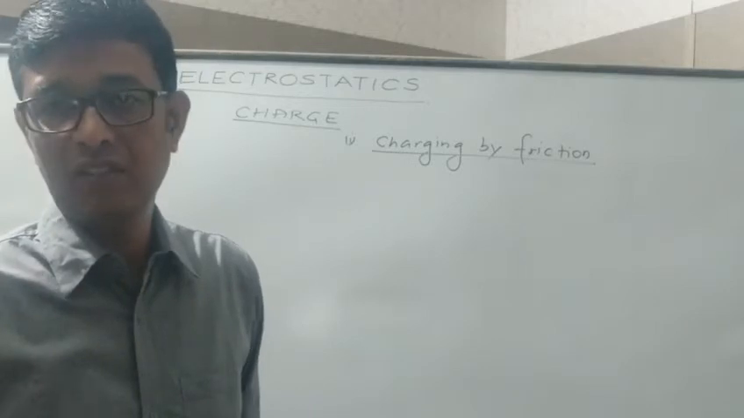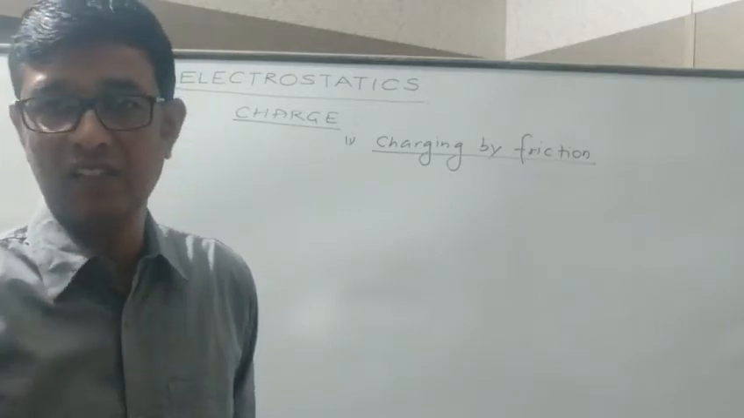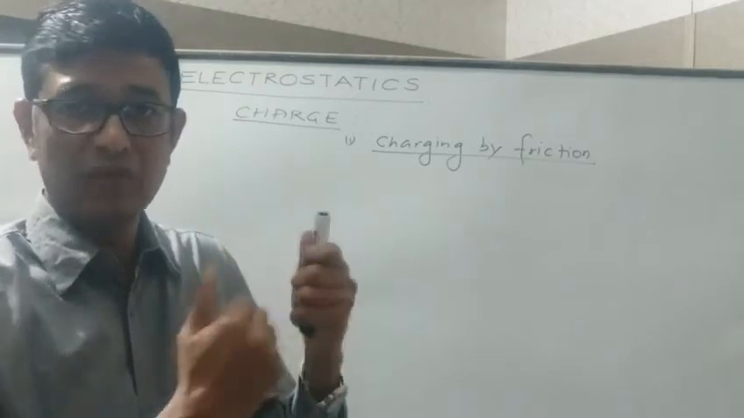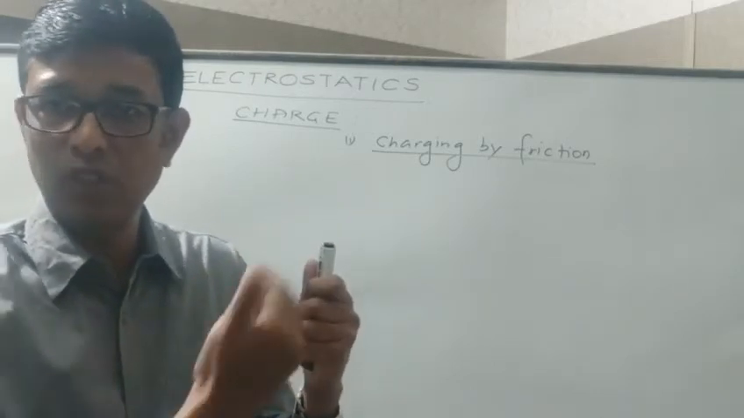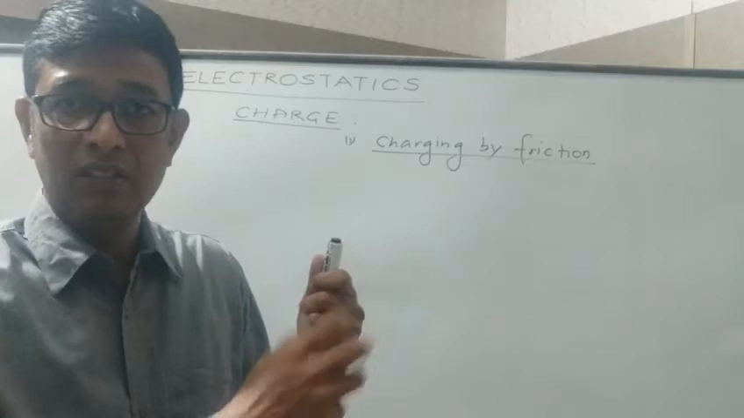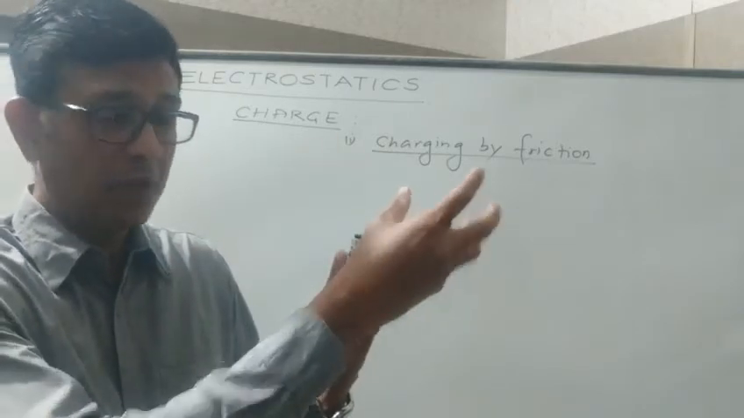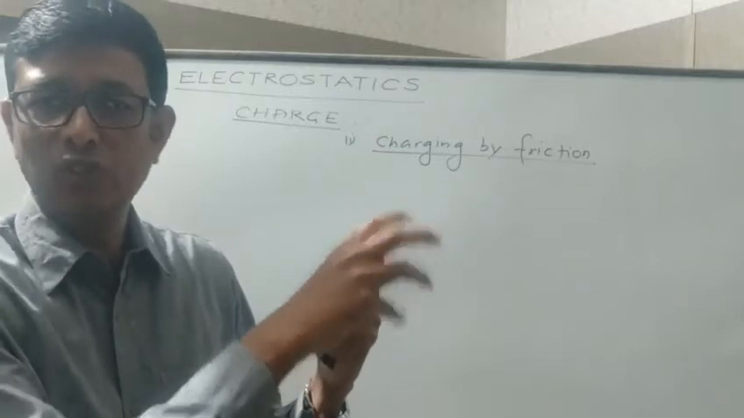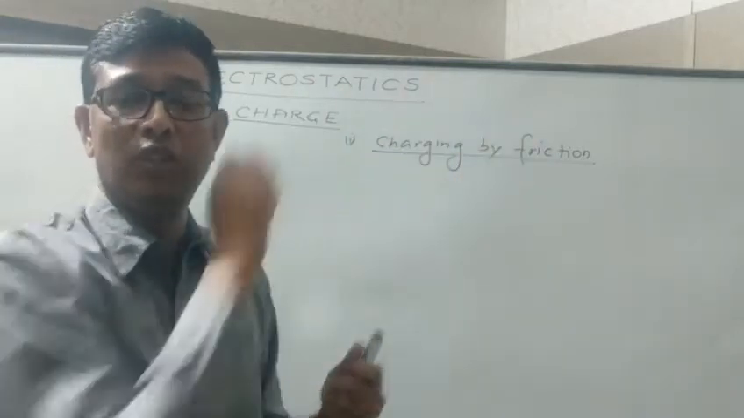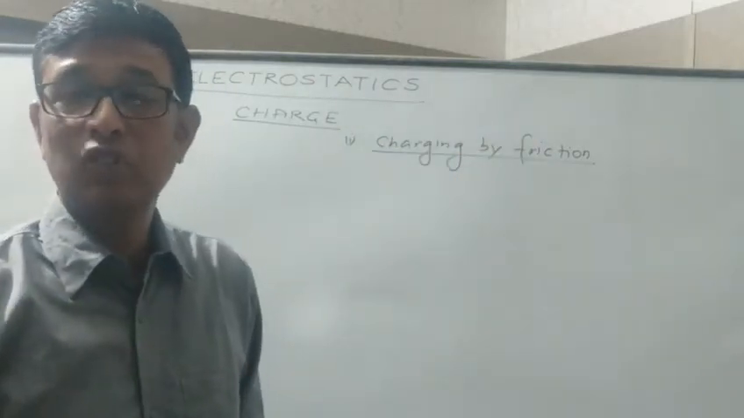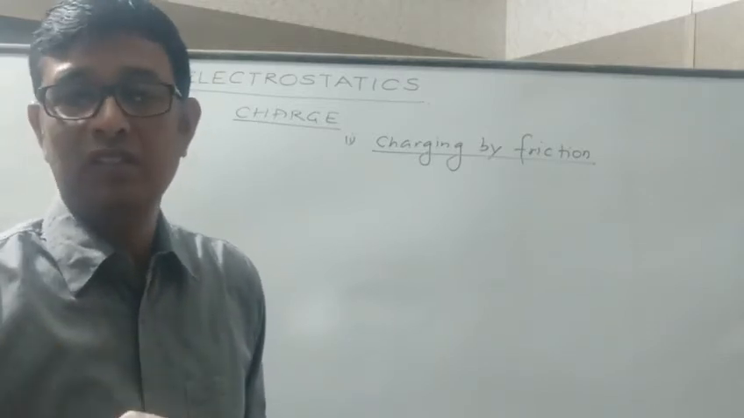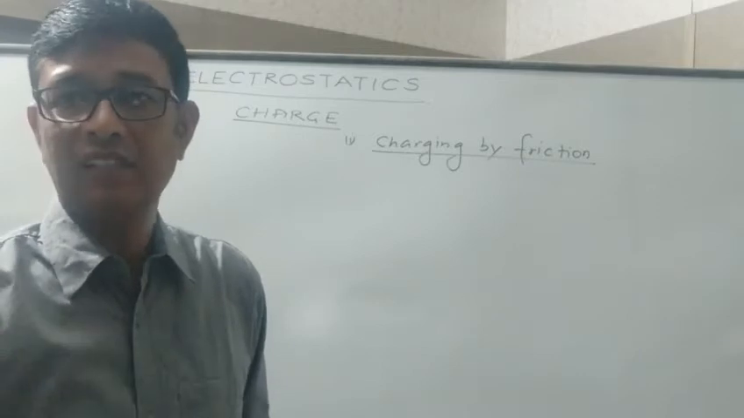Frictional electricity is also known as static electricity because when two bodies are rubbed against each other, transference of electrons definitely takes place from one body to another. But the charges which get transferred to a part of a body stay there only. They don't move from one part of the body to another body. So that is the reason why frictional electricity is also known as static electricity.